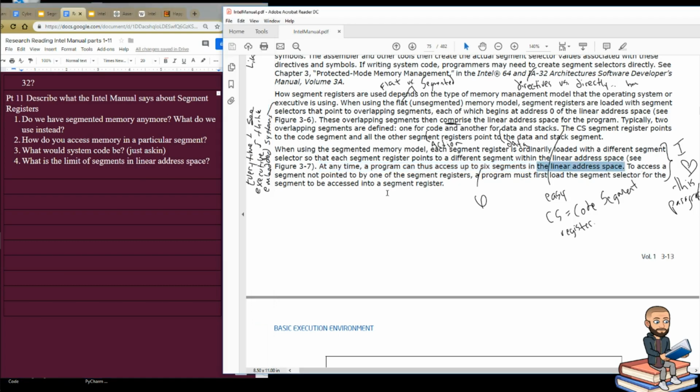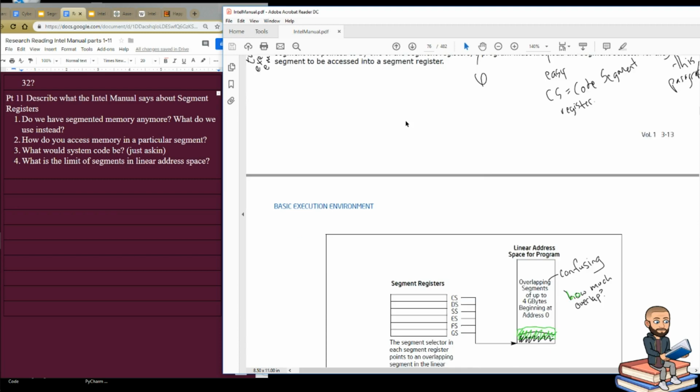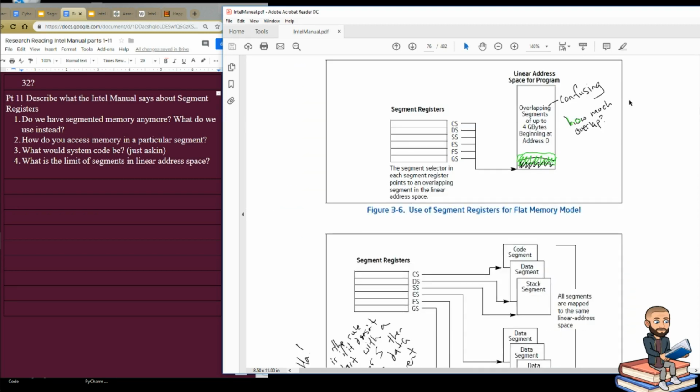It says, to access a segment not pointed to by one of the segment registers, a program must first load the segment selector for the segment to be accessed into a segment register. So that paragraph just really helped me understand segmenting. Here's a nice picture for everybody to also better understand segmenting.